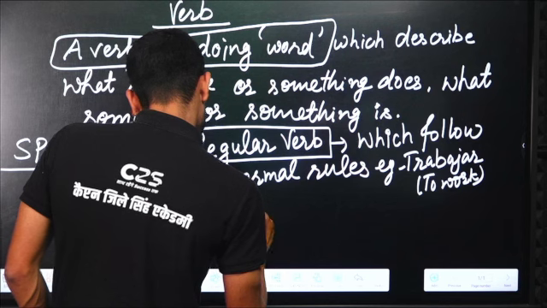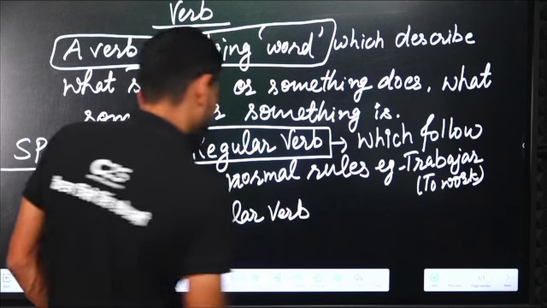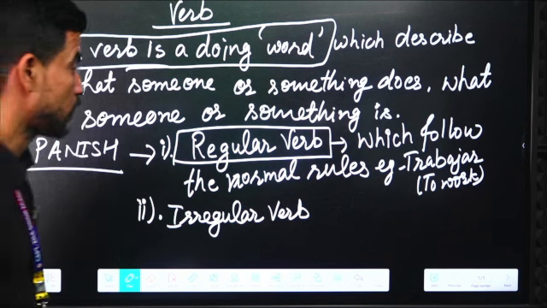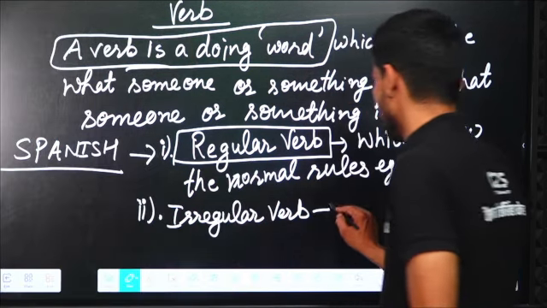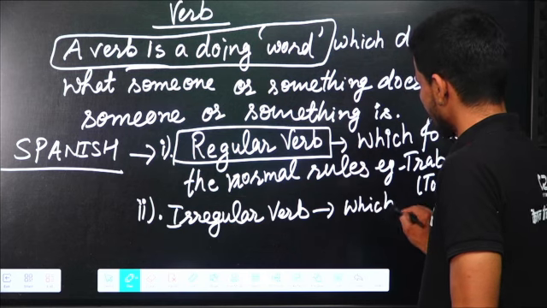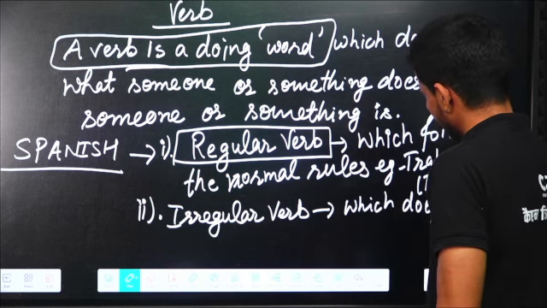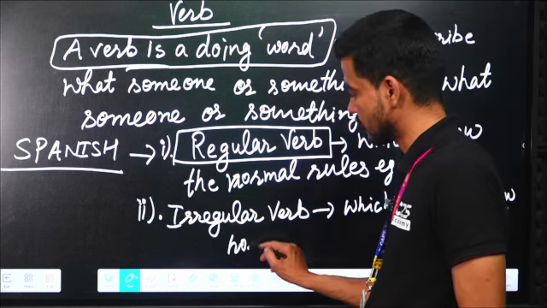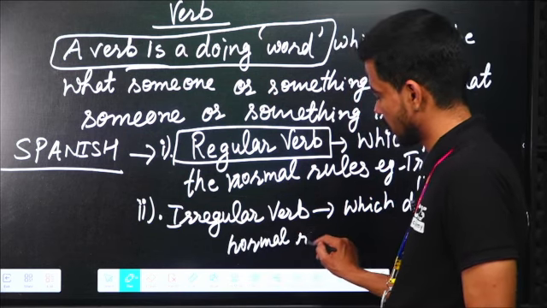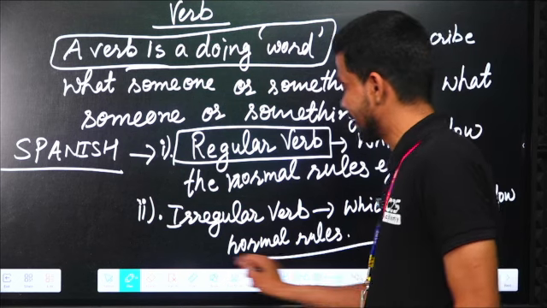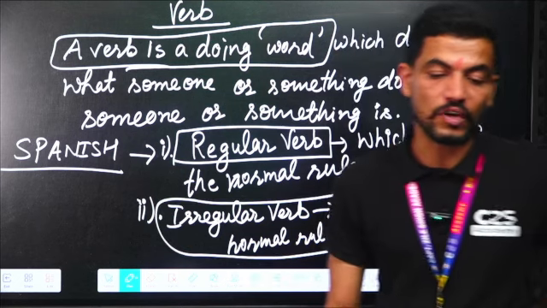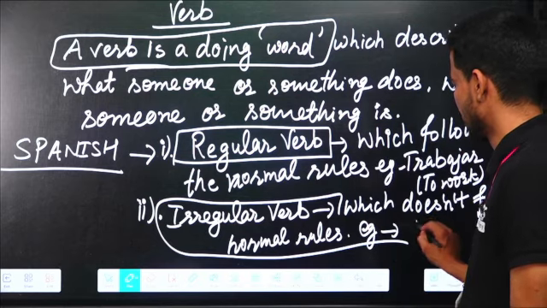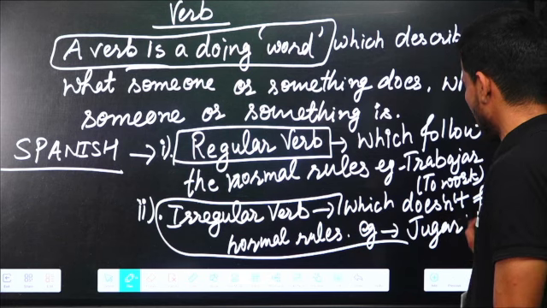The second type of verb is irregular verb. Irregular verb means which doesn't follow normal rules. So these are known as irregular verbs. For example, jugar. Jugar means to play.